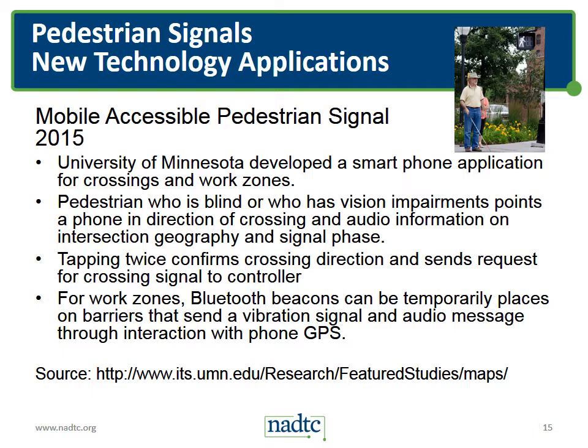In terms of accessible technology innovations, I'm going to take a look at 2 recent pilots. One includes the University of Minnesota's Mobile Accessible Pedestrian Signal, or MAPS, application. MAPS is a smartphone application that assists pedestrians who are blind or who have vision impairments to cross the street or navigate work zones. They can tap the phone app, which prompts audio information on intersection geography and signal phasing. And in the work zone situation, Bluetooth beacons can be attached to poles or barriers, and then that sends a vibration signal to their phone that's integrated with the phone's GPS to provide directional information to the pedestrian.